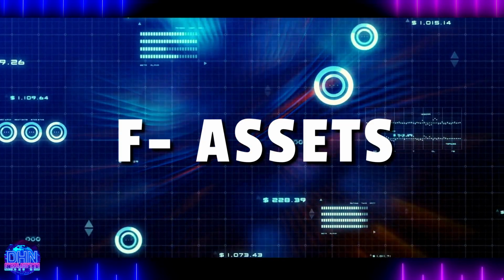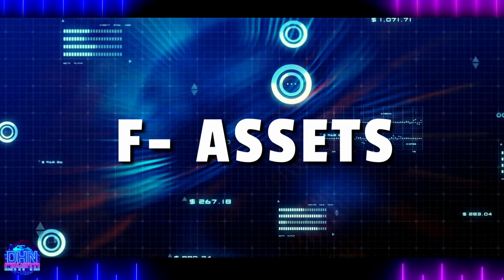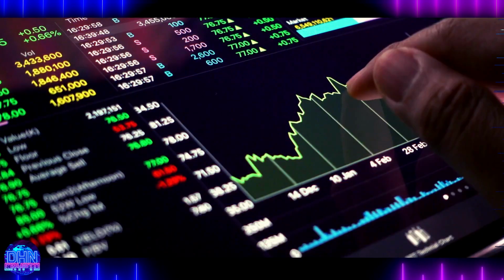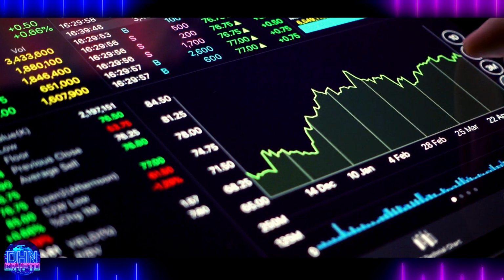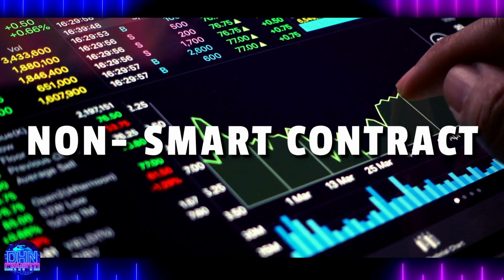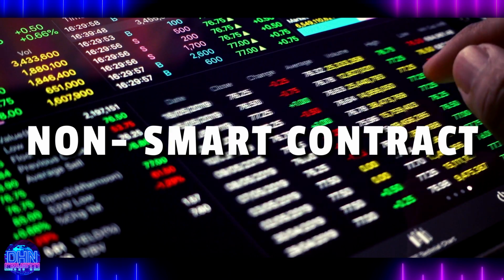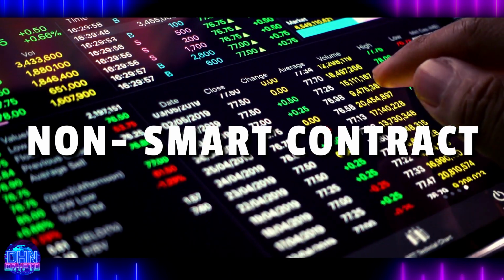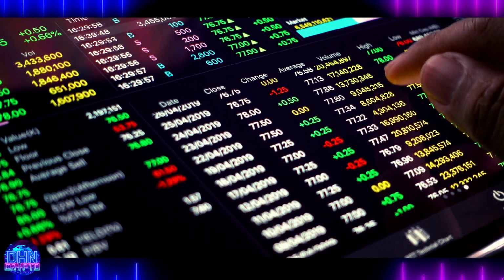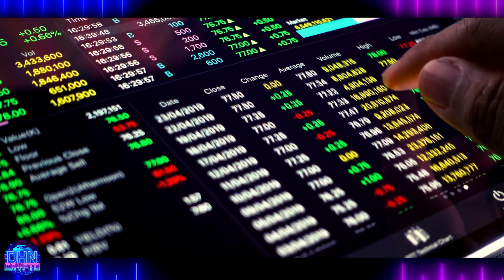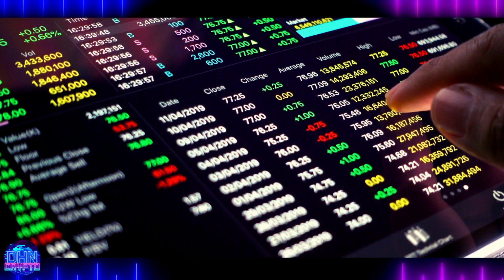And we also have F-assets, which are wrapped forms of other crypto assets. Within the F-asset ecosystem, participants can utilize non-smart contract crypto assets to engage in DeFi products and protocols. This method is intended to safeguard users from the default risk of certain decentralized exchange providers.